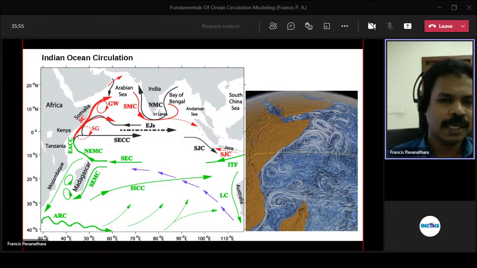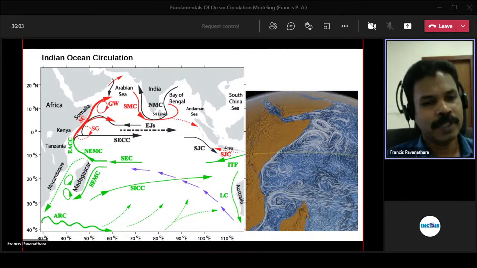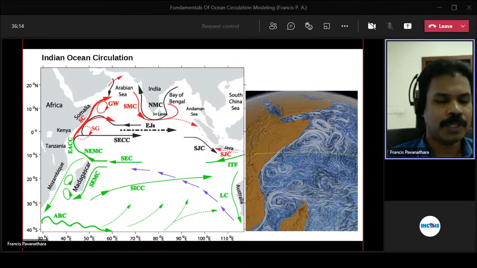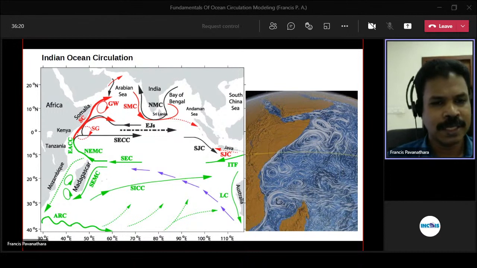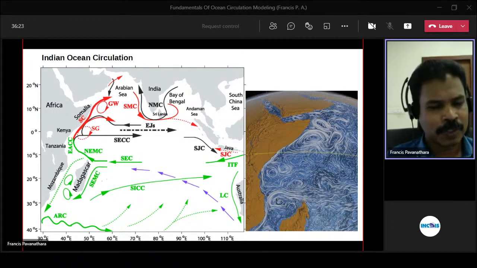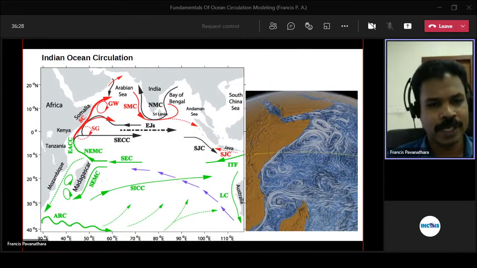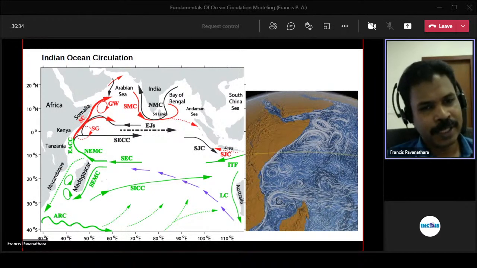What you see in the red color is, particularly, the change in the northern hemisphere, not much in the southern hemisphere. So in the northern hemisphere, what you see in red color is the kind of circulation you can expect. This is a schematic. During the monsoon time, that means June, July, August, the summer monsoon time, what we see is a coastal flow along the Somali currents. Then there are large scale eddies like the Great Whirl and Socotra Eddy. This is there in the Indian Ocean.